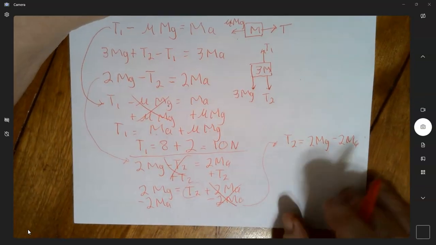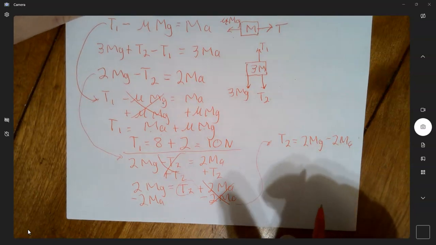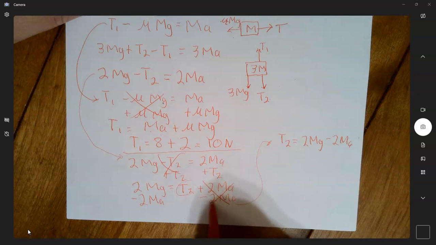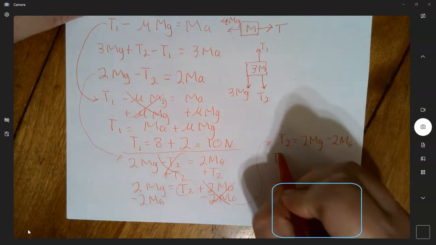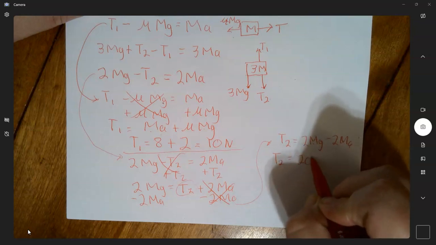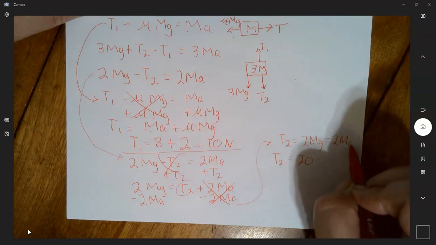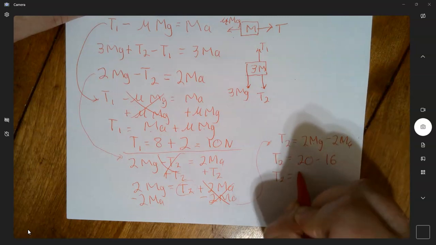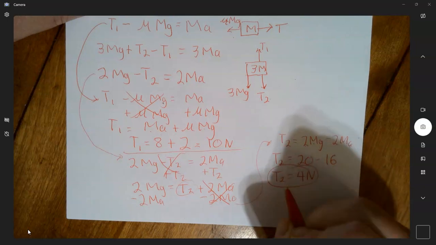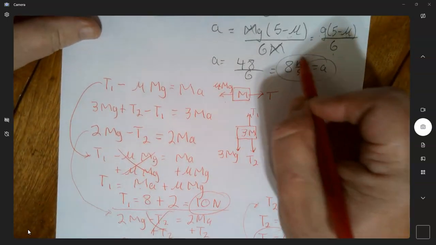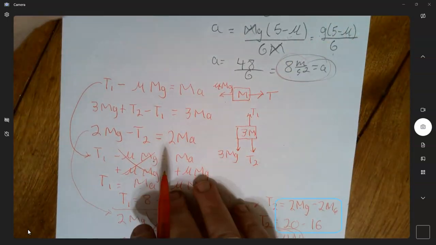Sorry, I was off on the bottom there, but I was just doing algebra. Okay, hopefully that's okay. 2mg, I added T2 to both sides, and then I subtracted 2ma from both sides, so I end up with this. And now we just plug in numbers. 2 times 1 times 10 is 20. 2 times 1 times 8 is 16. So T2 equals 4 newtons. Okay, 4 newtons, 10 newtons, and way up here, 8 meters per second squared.